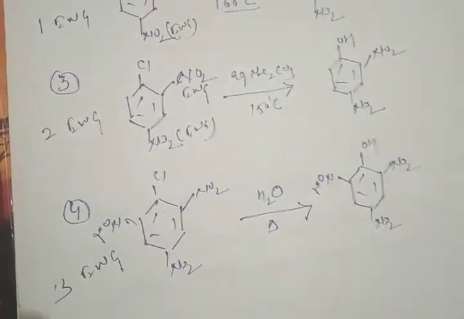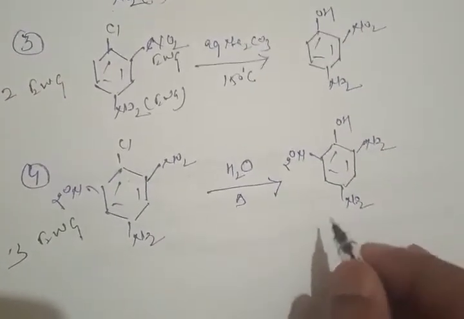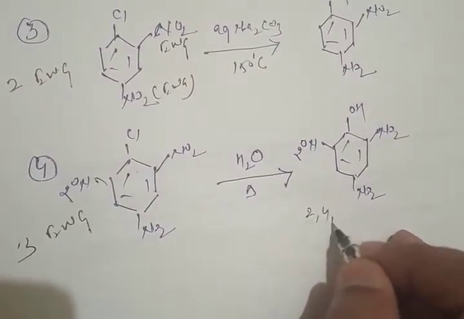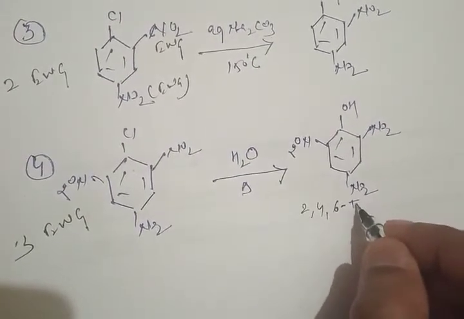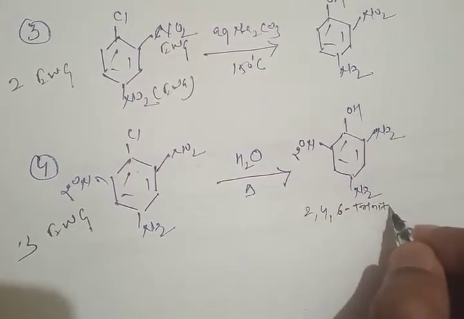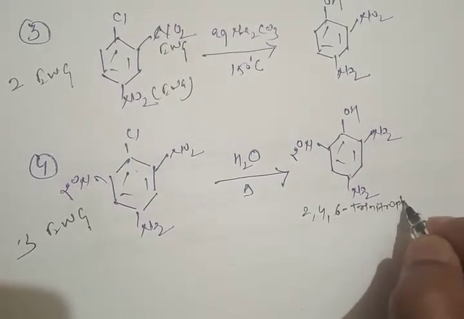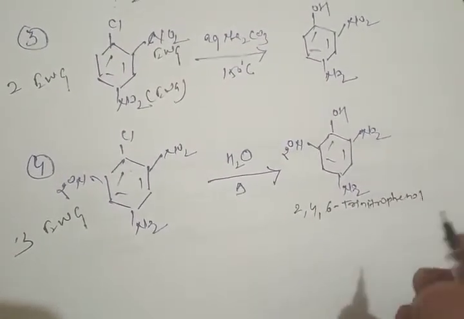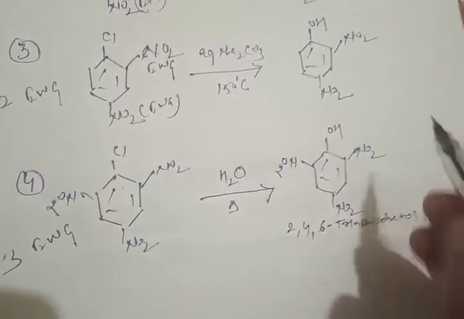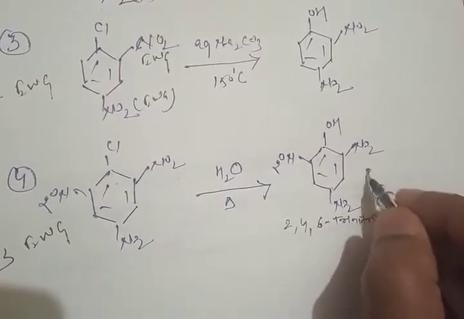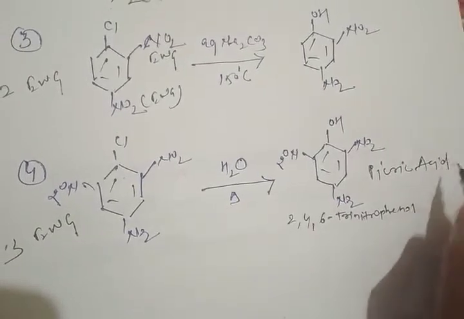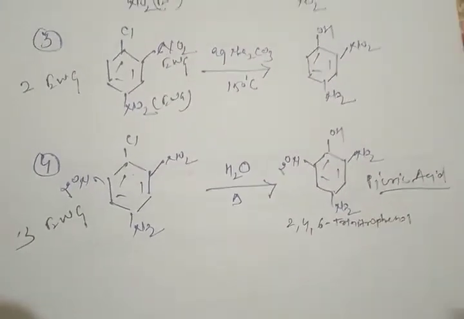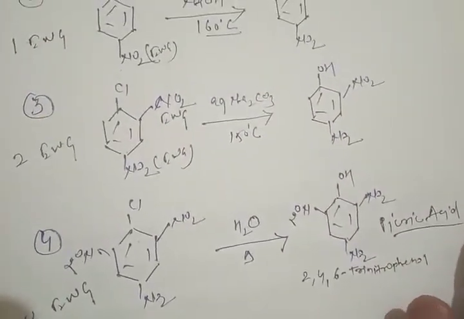And the name of this compound is very famous, you all know that. This is called 2,4,6-trinitrophenol, and one more name is there, and that is nothing but picric acid, acidic in nature, picric acid.